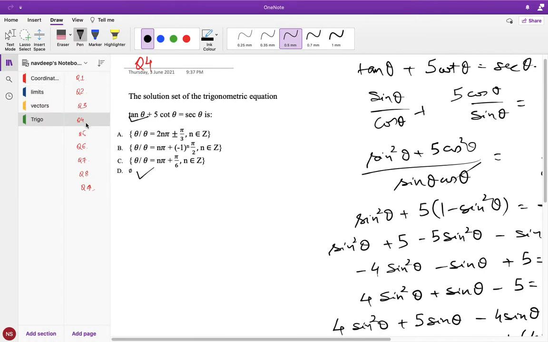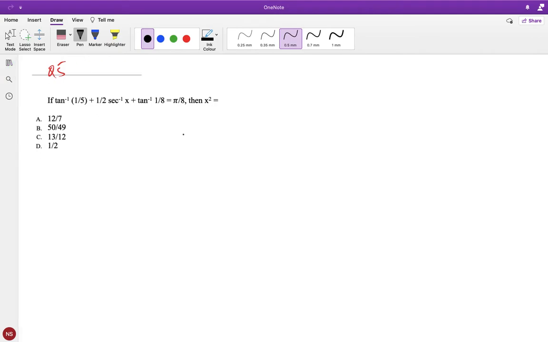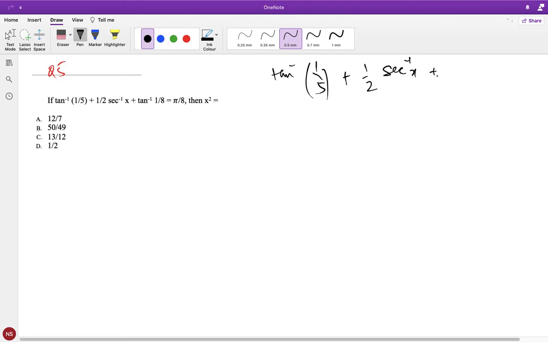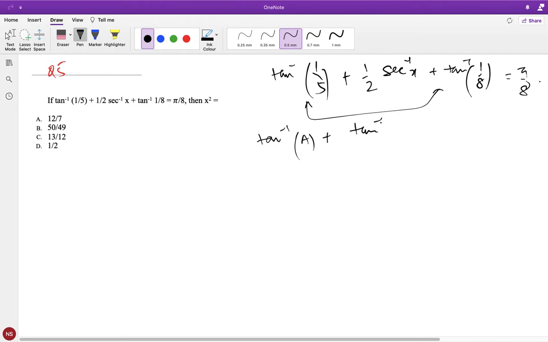Okay, next problem. Tangent inverse of 1 by 5 plus half of secant inverse of x plus tangent inverse of 1 by 8 is equal to pi by 8. So first I will combine these two. What is tangent inverse of a plus tangent inverse of b? The formula.